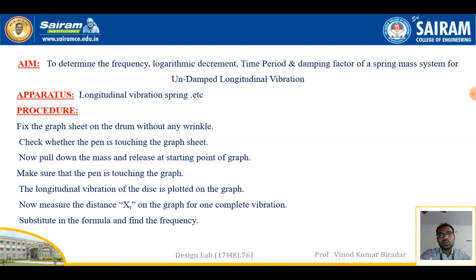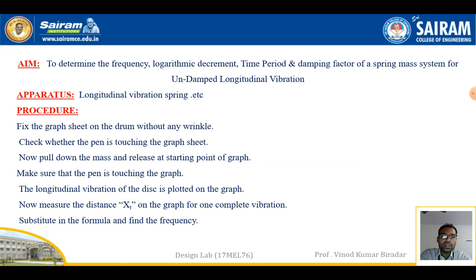The procedure is very simple, and the same for all the experiments. Fix the graph sheet around the drum without any wrinkle or looseness. Second, check whether the pen is touching the graph sheet at the middle. Now switch on the motor. Pull down the mass and release it to give the starting movement. Make sure that the pen is touching the graph, that is very important. Then the longitudinal vibration of the mass is plotted on the graph sheet.